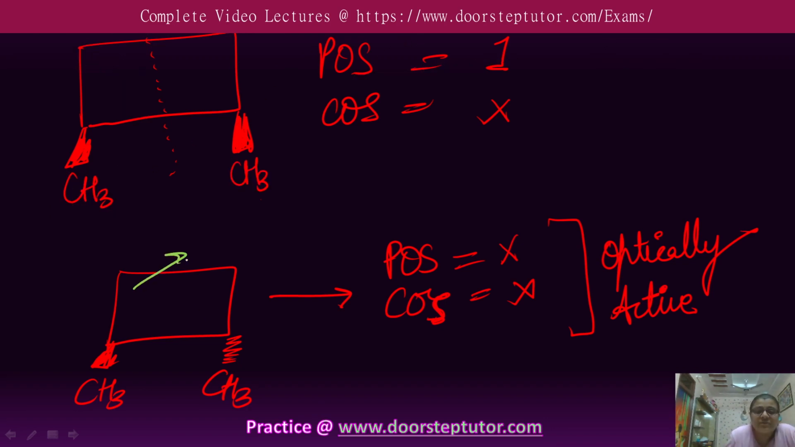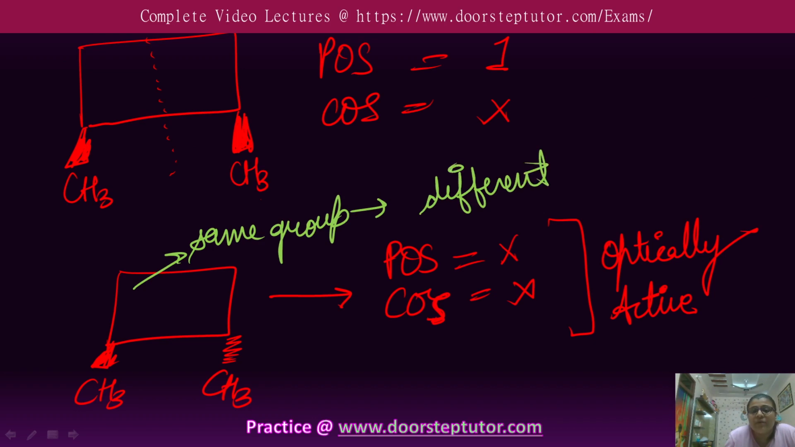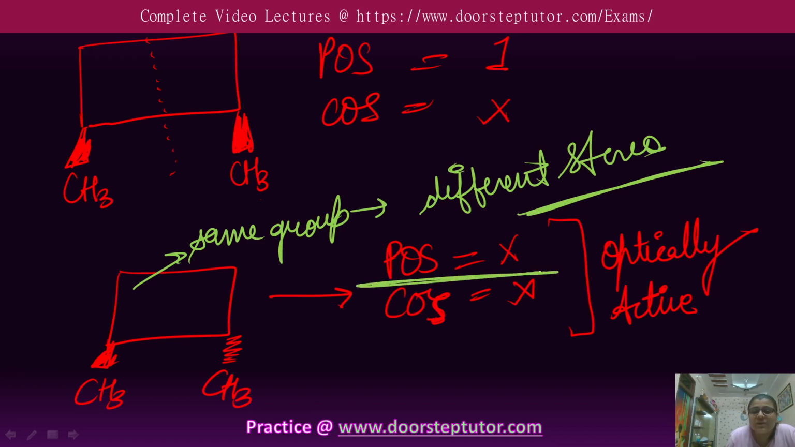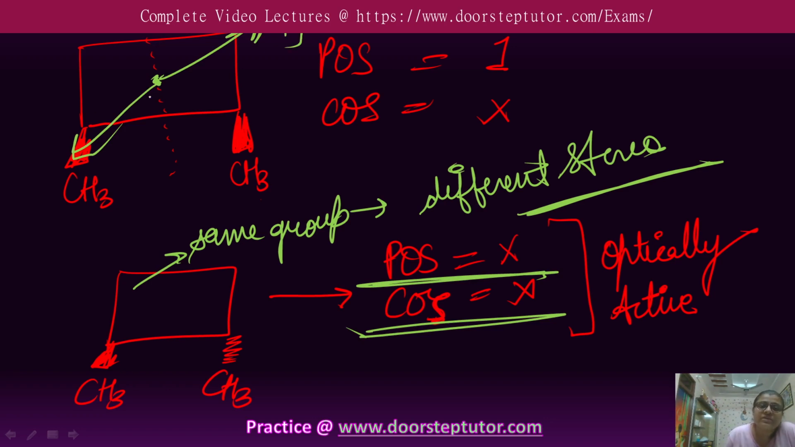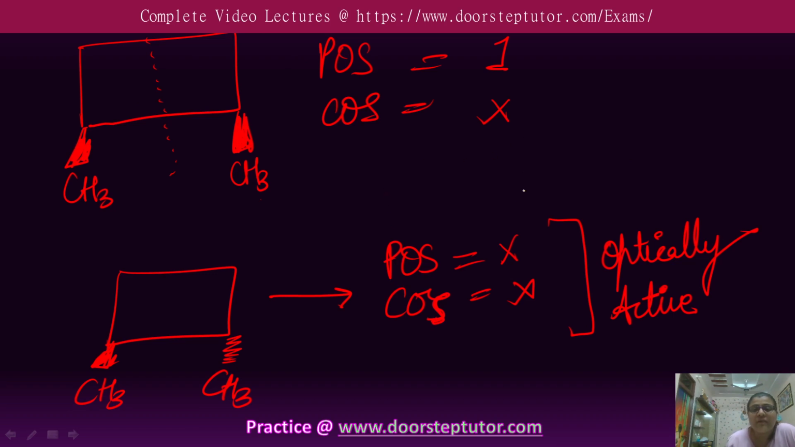And if you have the same group in different stereo, then the compound is optically active, because there is a difference in the stereochemistry. So the plane of symmetry doesn't exist and the center of symmetry doesn't exist, because even in this compound, CH3 in the 180-degree opposite direction gives a hydrogen instead of CH3. So that's why center of symmetry is not present. But if you have the same molecule with different stereochemistry, then you are definitely going to have a chiral compound, that is an optically active compound.